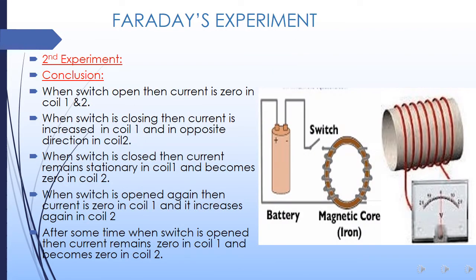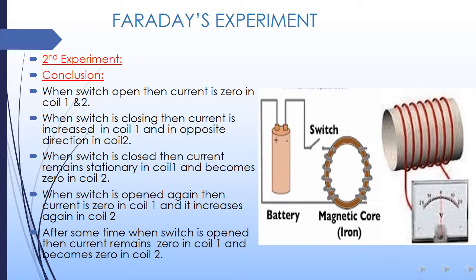Now what we have observed from the second experiment is, if the switch is open in the first coil, then there will be no current in the first coil and in the second coil also. Second observation is, if now we close the switch in the first coil, then the current starts increasing in the first coil and the current also increases in the second coil.